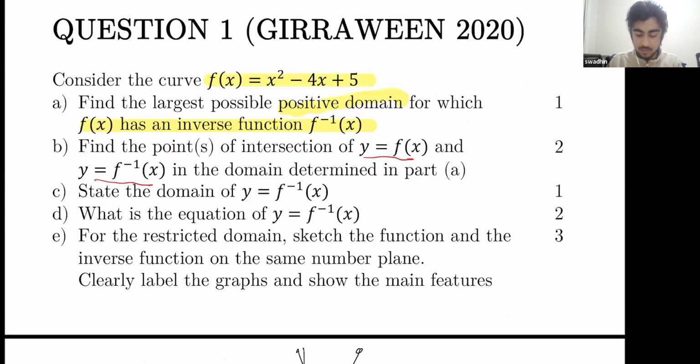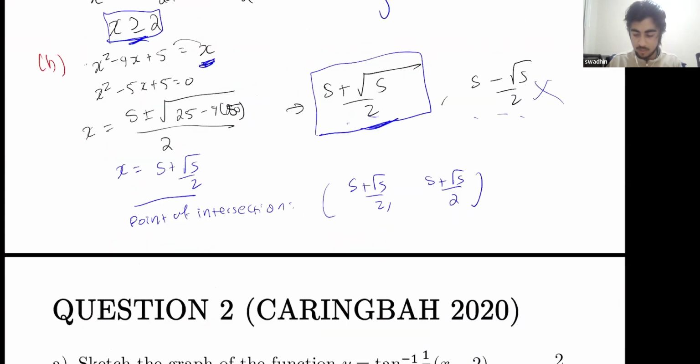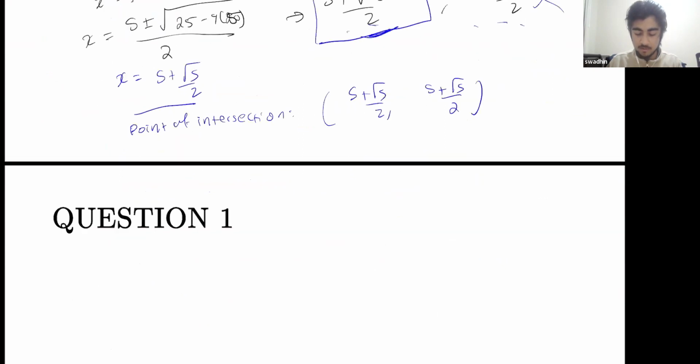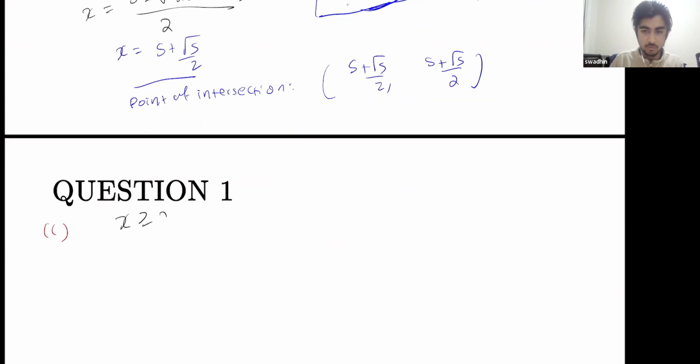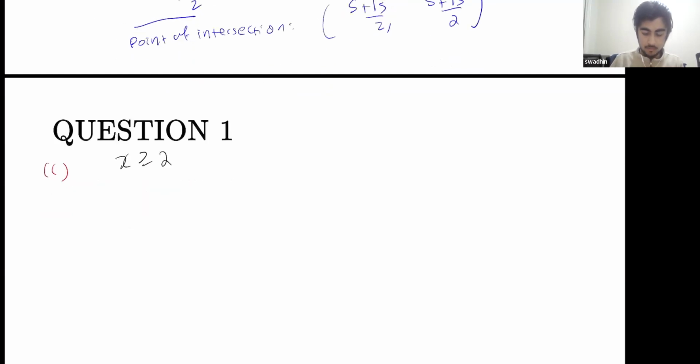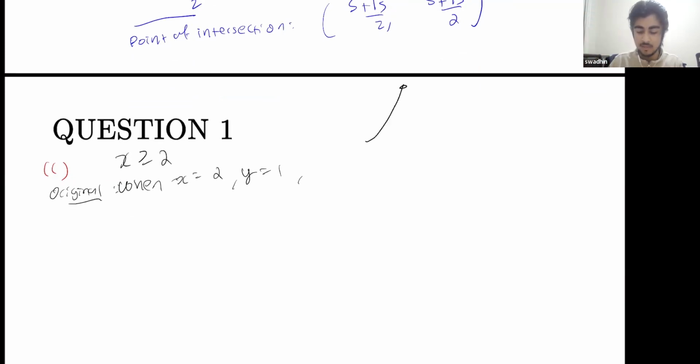Now part C asks, state the domain of f inverse x. So that's pretty easy, right? We note that we restricted our original function, its domain, as x greater than or equal to 2. For x equal to 2 in our original one, y is equal to 1. And because for the parabola we took the positive side, the side that we took is always increasing. We can safely say that the restricted range becomes y greater than or equal to 1.